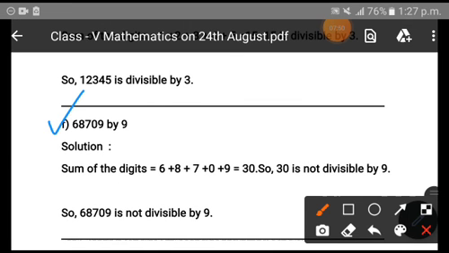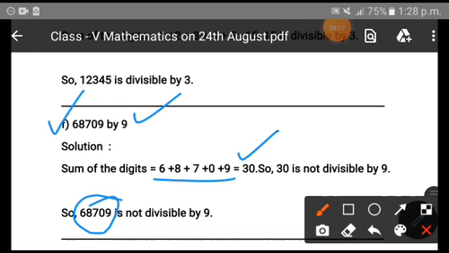Now next one, it is given 68709 by 9. So here also we will have to find the sum of the digits, which is 30. So you know that 30 is not divisible by 9. Why? Because 30 does not come in the table of 9. That is why this whole number is not divisible by 9. If the sum is divisible by 9, then only the number will be divisible by 9.